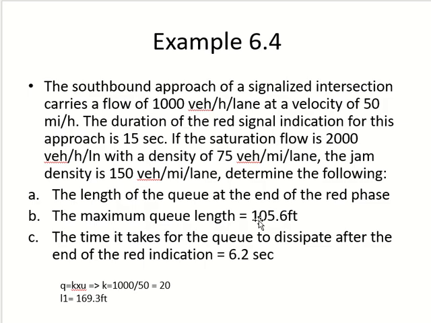What is the relationship between jam density and the density at saturation flow? Can you see? One is 150, the other one is 75. What's the relationship? If I have one, can I calculate the other one?